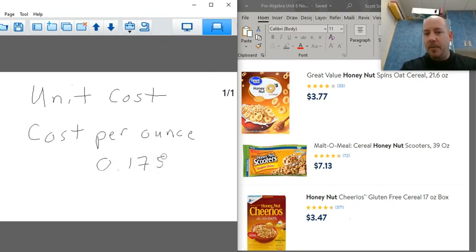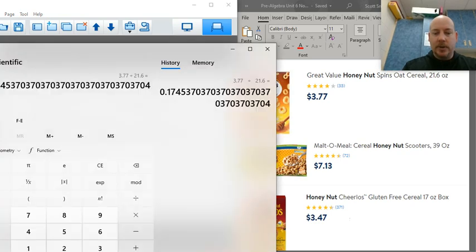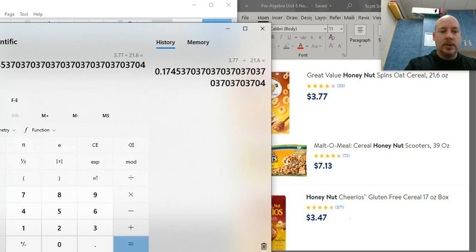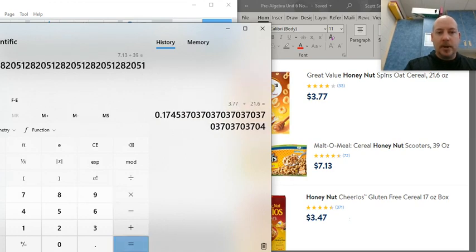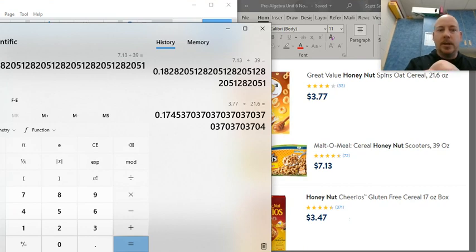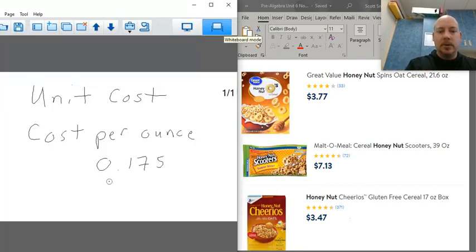Okay. So that's my first one. If I look at my multi-meal cereal Honey Nut Scooters, those cost more, but you get more cereal. So those are $7.13 for 39 ounces. So I'm going to take my cost, $7.13, and I'm going to divide it by my measuring unit of 39 ounces. So that one is about 18.3 cents per ounce. Sounds a little bit more expensive than the Honey Nut Spins.